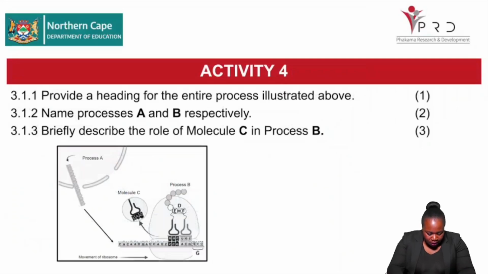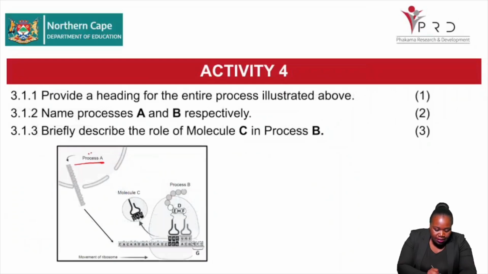Okay, let's quickly just label. Already we know that process A in the nucleus is transcription, process B is translation, and molecule C, as we can see, is carrying those amino acids and those anticodons. That would be our tRNA.